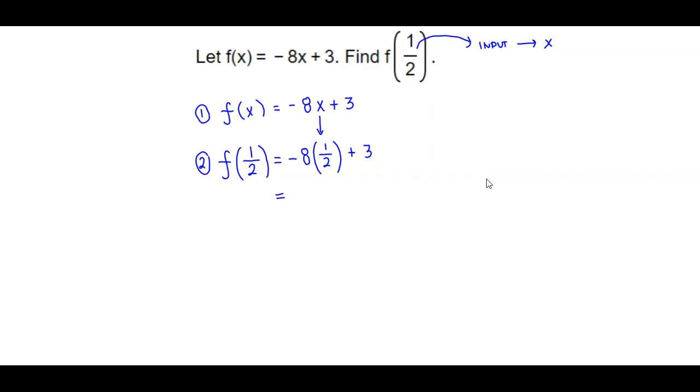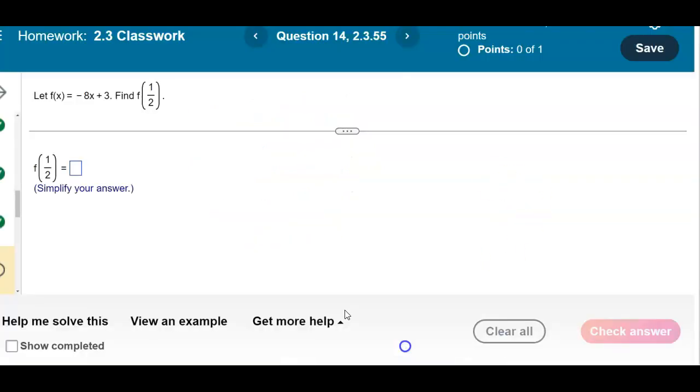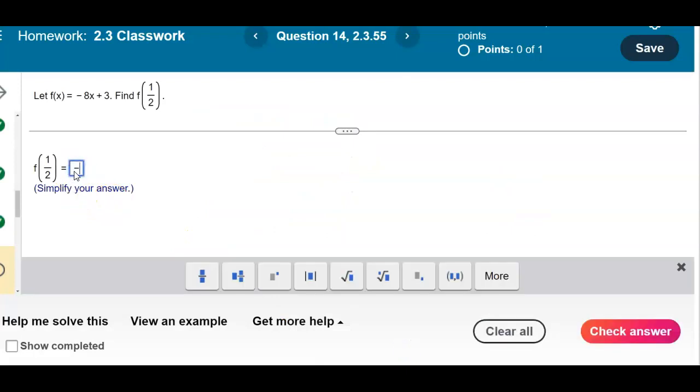What's 1/2 of negative 8? Well, that's negative 4, and then plus 3. So negative 4 plus 3 is going to give us negative 1. So f of 1/2, when x is the input of 1/2, the output is negative 1. Let's go ahead and put that answer in here. So we have negative 1 as our result.